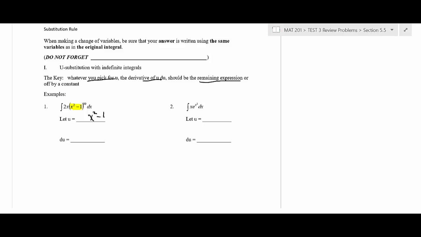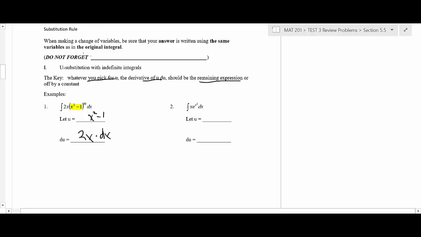Now, if you take the derivative of this thing right here, what's the derivative of x squared minus 1? 2x. See, it's the rest of what's there. That's important. That's how you know that you're setting your u correctly. And you also have to have that dx there. So if you block that whole thing off, du is going to be 2x dx. And du means take the derivative of that function that you set u equal to. So you do this derivative, which is 2x, and do not forget to put that notation dx. You have to have that.